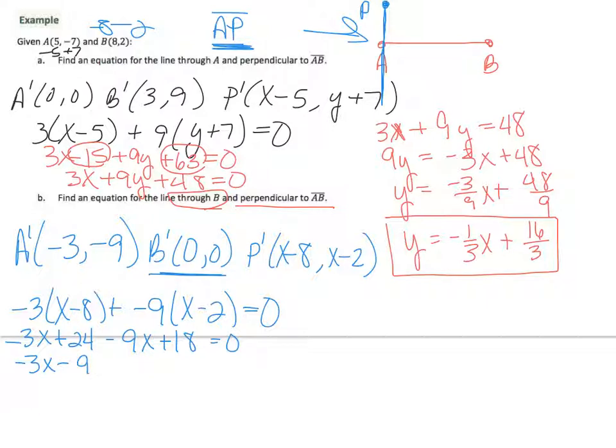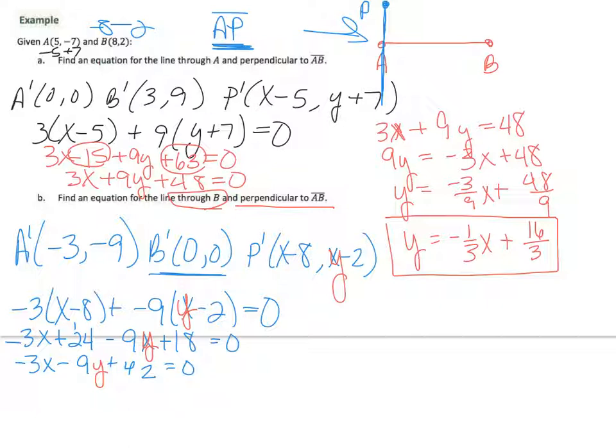Where'd my y go? I messed up. I bet you guys already caught it, didn't you? Sorry about that. I hope that didn't confuse you too much. 24 plus 18 gives me 42.